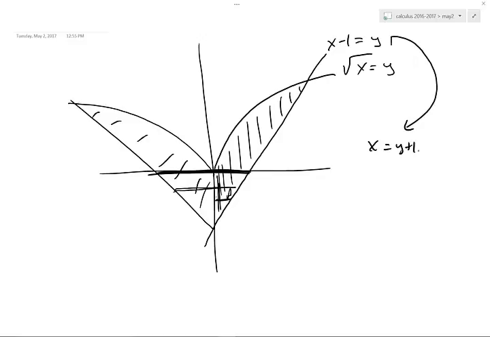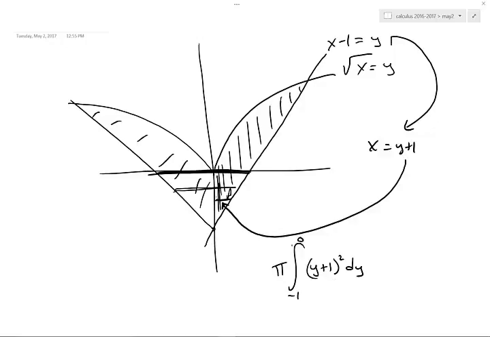Right? So when I look at this, it has a radius. This radius is that function right there. Okay? And so you could do this way. You could say, well, it's equal to pi times the radius squared dy, and then go from -1 up to 0. And that would give you this region down in here.